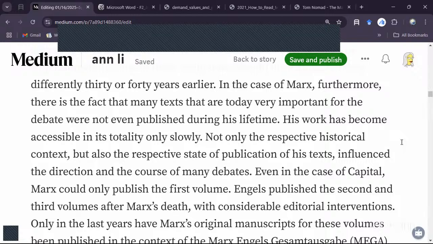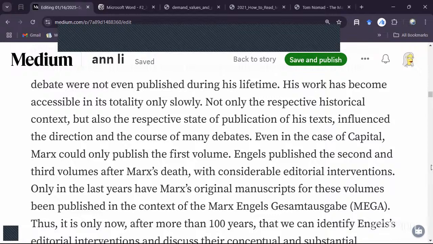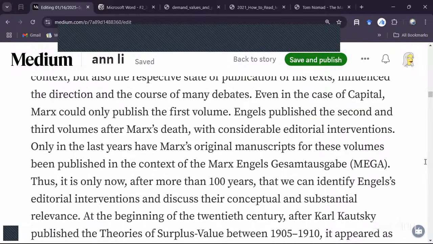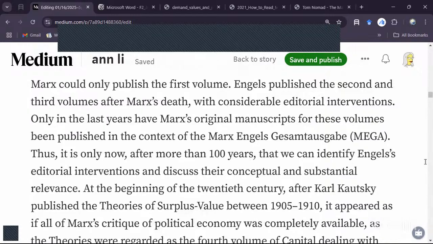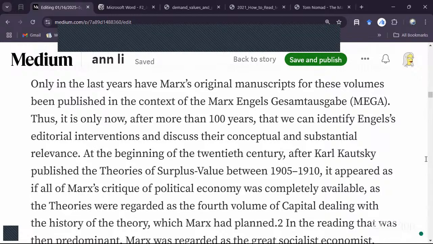Even in the case of Capital, Marx could only publish the first volume. Engels published the second and third volumes after Marx's death with considerable editorial interventions. Only in the last years have Marx's original manuscripts for these volumes been published in the context of the Marx-Engels Gesamtausgabe, the MEGA, M-E-G-A. Yes, I know it's like MAGA, and that is kind of unfortunate, but weird. Thus, it is only now, after more than 100 years, that we can identify Engels' editorial interventions and discuss their conceptual and substantial relevance. That's kind of what Bellamy Foster has done in relation to Engels and other scientific stuff.